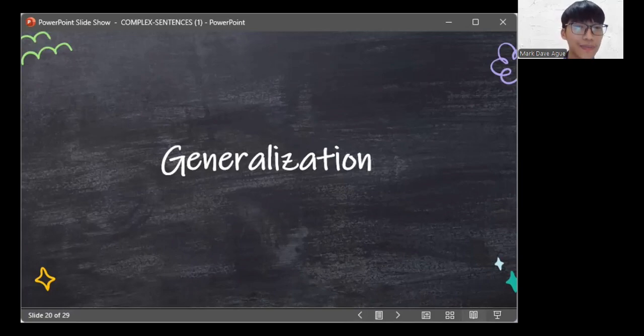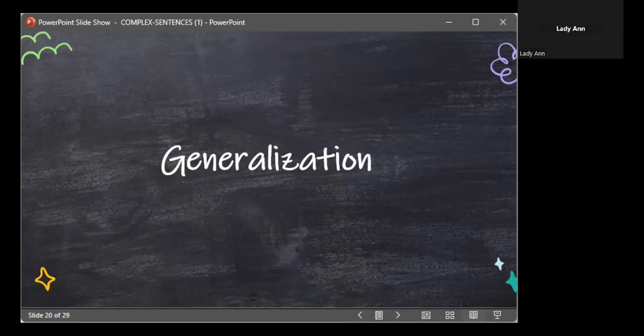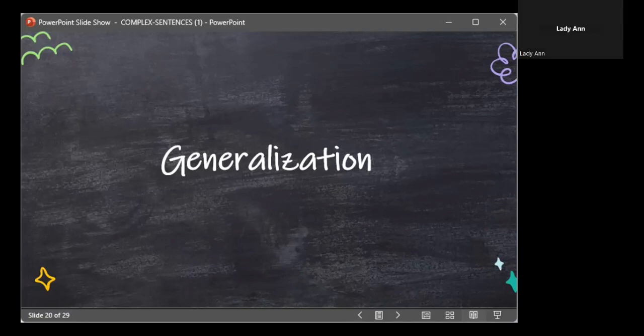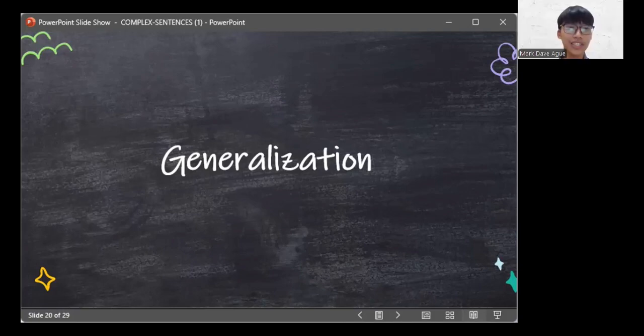Now, Miss Tanya, are you around? Yes, sir. Okay, here's your question. What conjunction introduces a dependent clause? Subordinating conjunctions, sir. Okay, the conjunction that introduces a dependent clause is a subordinating conjunction.